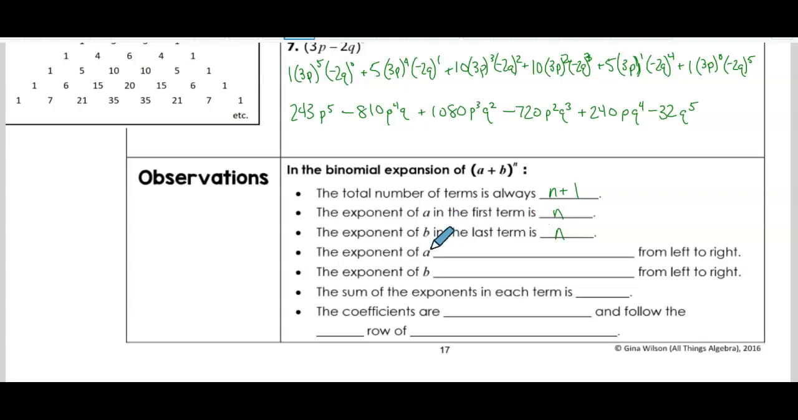Okay, the exponent of a will decrease by 1 from left to right. The exponent of b will increase by 1 from left to right. The sum of the exponents in each term is always n. We saw that, 5 plus 0, 4 plus 1, 3 plus 2, and so on. And the coefficients are symmetrical, and they follow the nth row of Pascal's triangle.